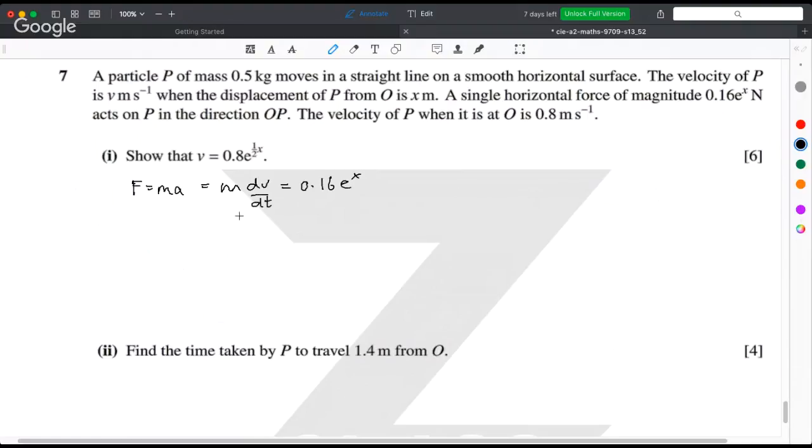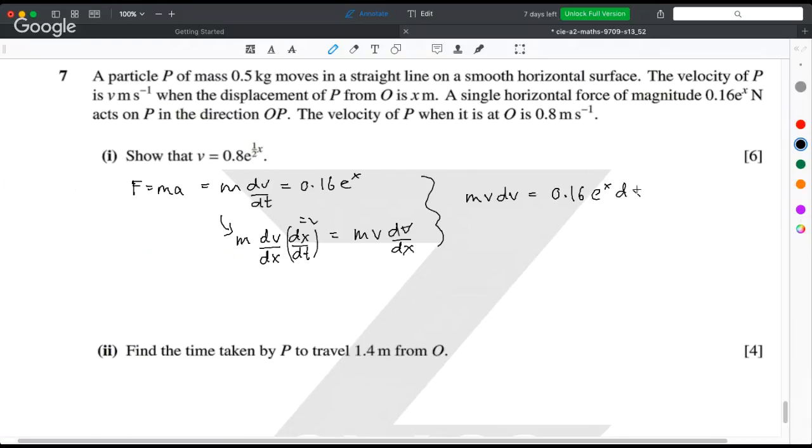So firstly, we need to use the chain rule and realize that this is equal to dv/dx times dx/dt, just the chain rule. And then we recognize that this thing is equal to v. So this is equal to mv dv/dx. So now we've got this in terms of x rather than t. So if we then separate variables, we get that mv dv is equal to 0.16 e to the x dx.